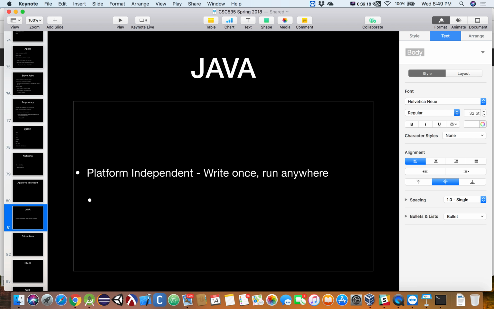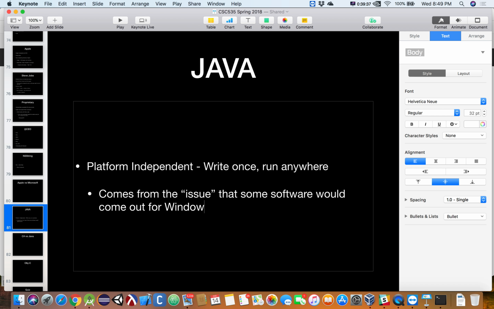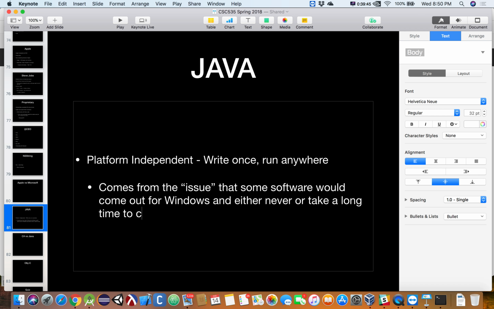Historically, this really comes from, let's put it in quotes, the issue that some software would come out for Windows and either never or take a long time to come out for the Mac. And really, probably the loudest screamers were the gamers. So if you played video games, and the game you really wanted to play came out for Windows, but your family had a Mac, you couldn't play the game. It wasn't available.